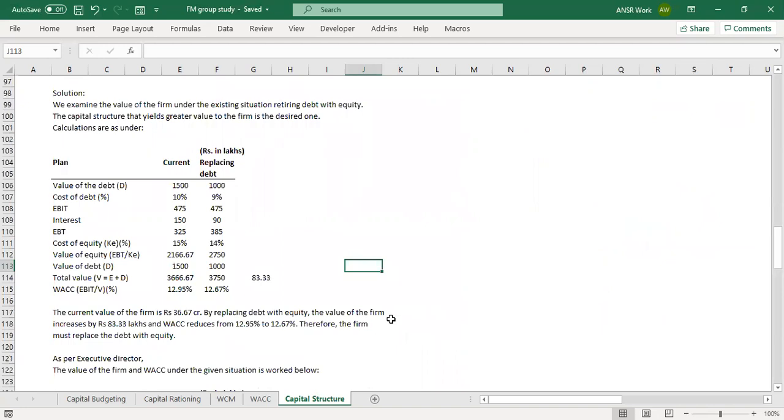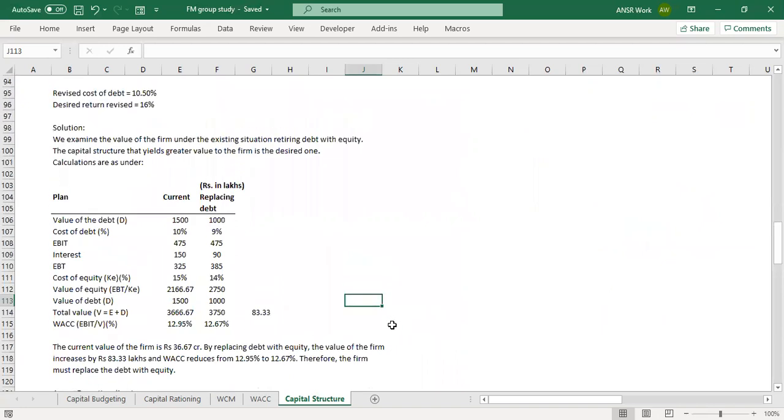25.66. No. What is 25.66? Cost of equity. Sorry, PAT, you are saying 385. PAT is 385, the correct answer. Yes. EBT I have calculated the cost of equity, equity I have calculated, that's why. Okay. Equity should be 25 crores, right? 25.66 crores. No. It should be 27.50.